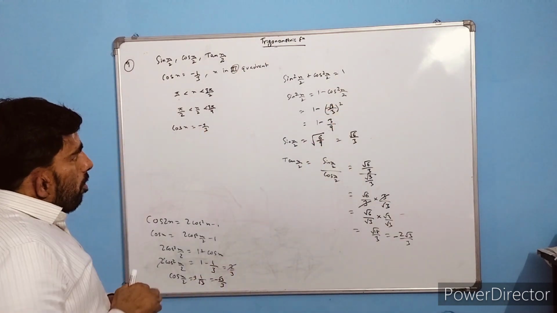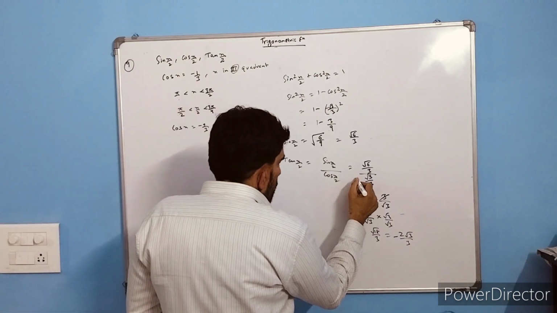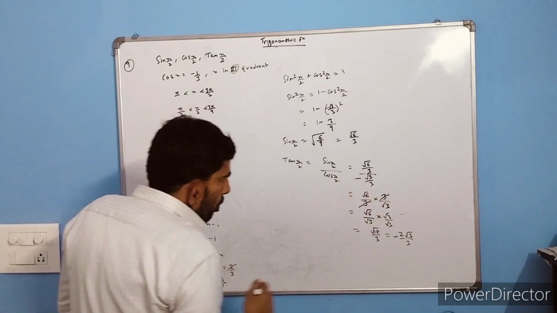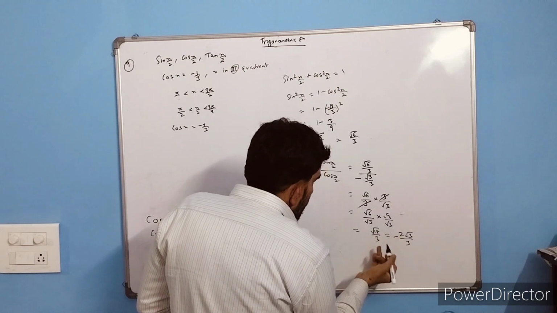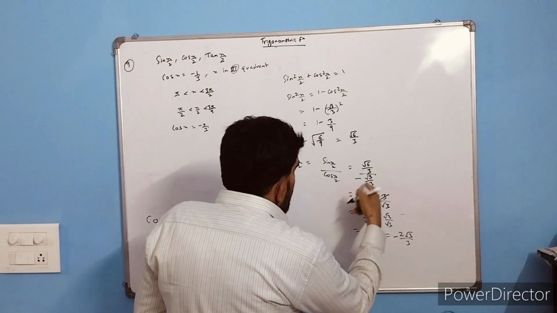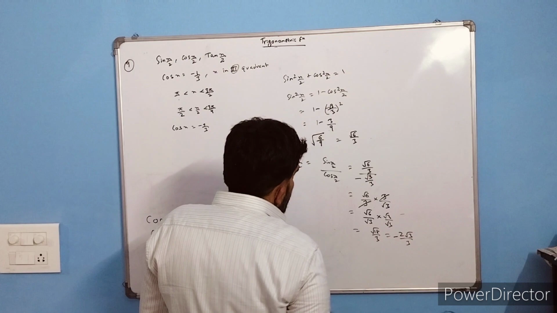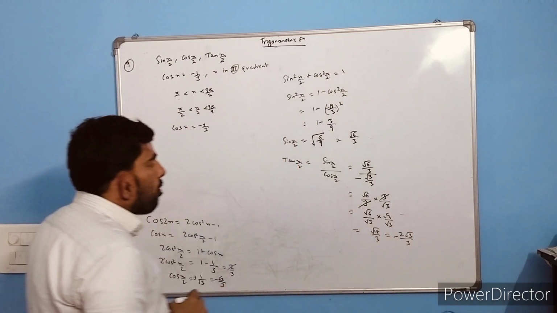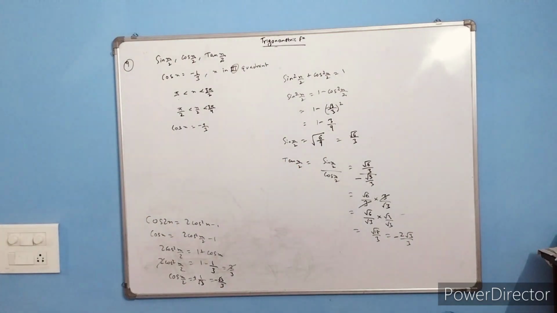So now we are able to sort it out. For cos x by 2, we have sine positive, so it will be a negative value. So like this we can solve.